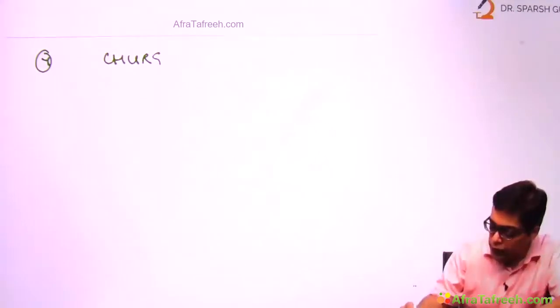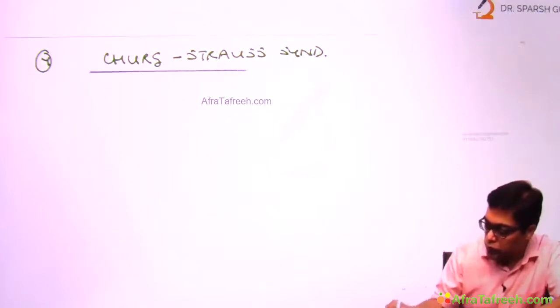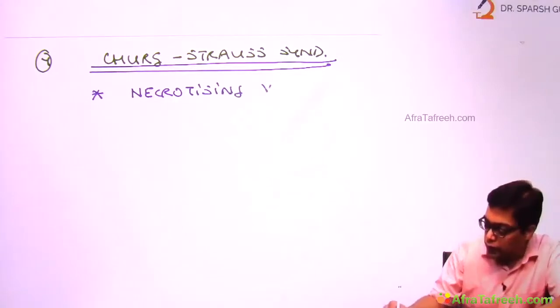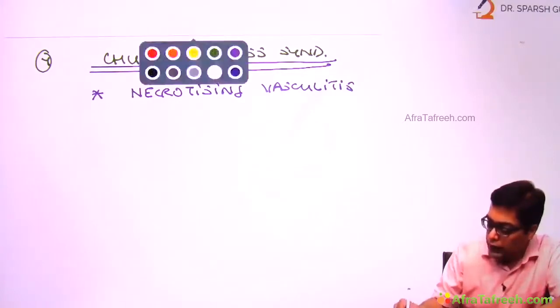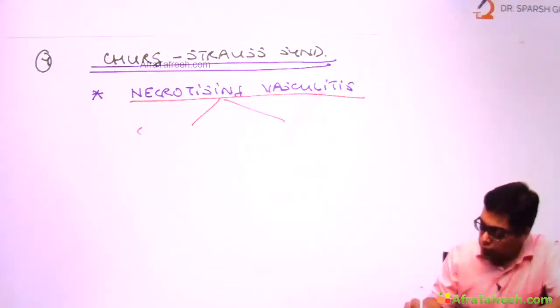The next important example of a disorder about which we are going to be having a discussion is a condition that is given the name of Churg-Strauss syndrome. Churg-Strauss syndrome is an example of a small vessel vasculitis. It is again an example of a condition in which we have a necrotizing vasculitis, and this necrotizing vasculitis has two important associations. It is characterized by the presence of granuloma formation.